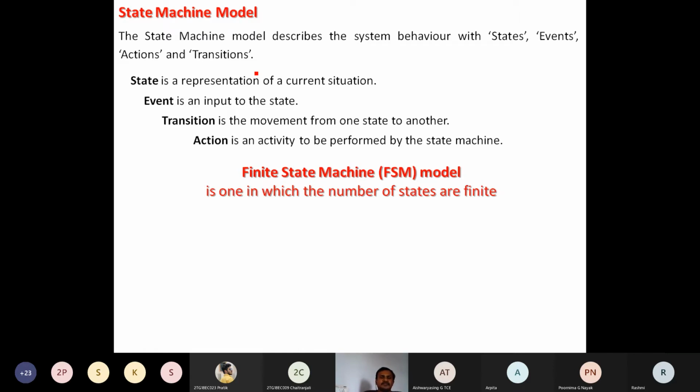So that situation is known as a state. We're going to consider that as a state. And what event has occurred? Which event has occurred? Nothing but pressing a button. So it is nothing but an event in the keypad. Then transition: how it is moving from one state to another state.